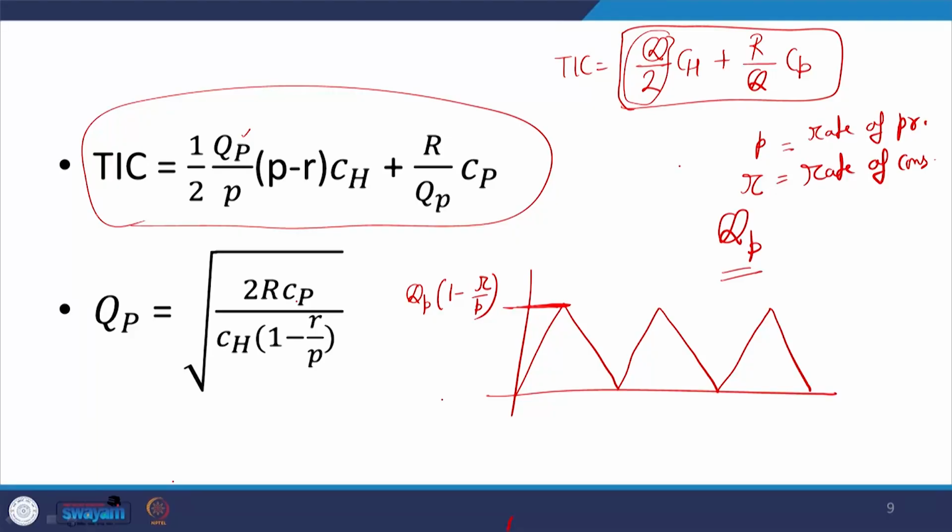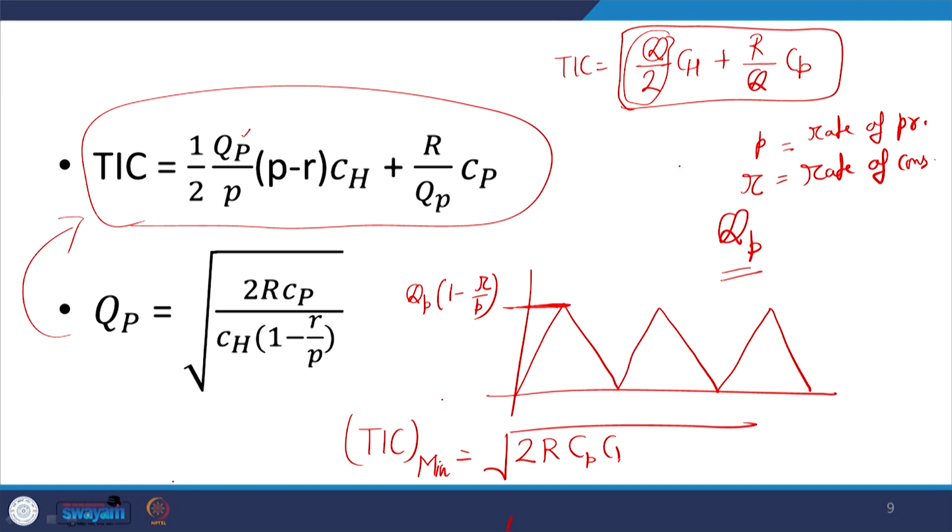Doing the same process which we did for the basic EOQ model, we did the differentiation of this particular equation with respect to QP, and now the value of QP comes under root 2 R CP upon CH into 1 minus R by P. And when we substitute this value of QP into this TIC, we get TIC minimum also, that will be under root 2 R CP CH into 1 minus R by P. So, this is the variation of the basic EOQ model for the production quantities.